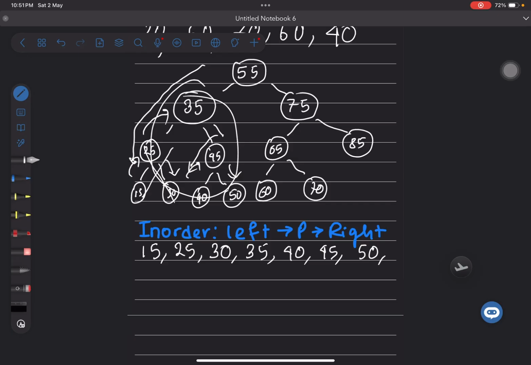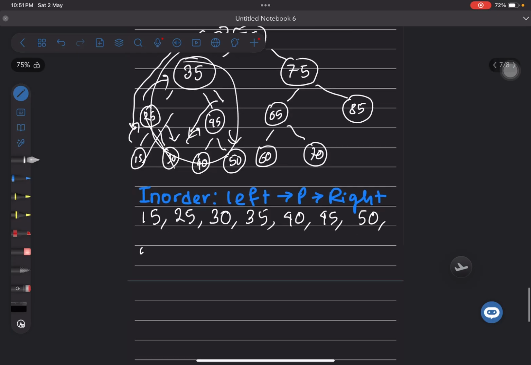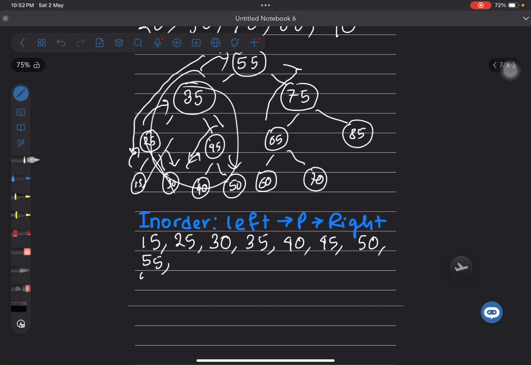Next up, now we go to the parent of the left tree, which is 55. And then we go to the right side, but then we have to go to the absolute left, which is 60. Above 60, the parent is 65. The right child of 65 is 70. And then we hit the parent, which is 75. And then we hit 85.